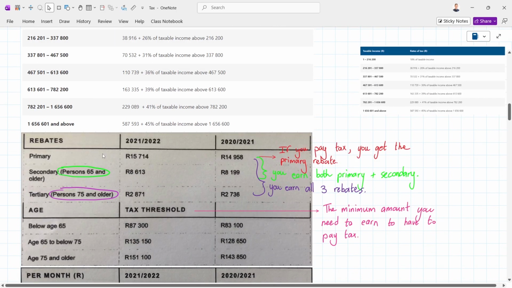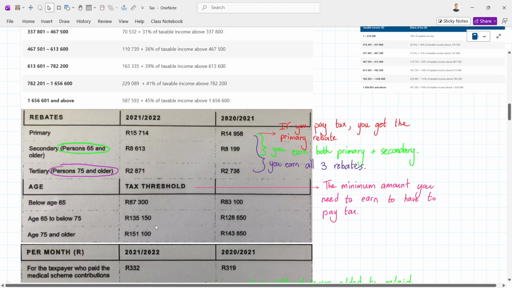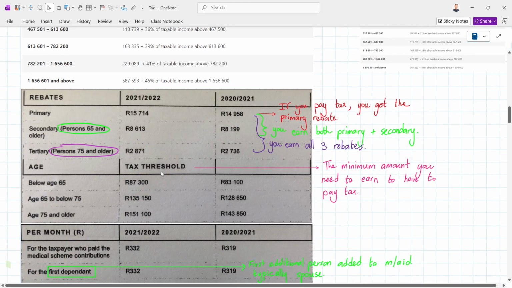Okay, so rebates we've spoken about quickly. Secondary rebate gets given if you're over 65, but like I said, you get both primary and secondary. Tertiaries for people over 75, they get all three. The tax threshold, that is the minimum amount you need to earn to have to pay tax. So if you earn less than, in this case, 87,300 Rand a year, then you are not going to pay tax. Okay.